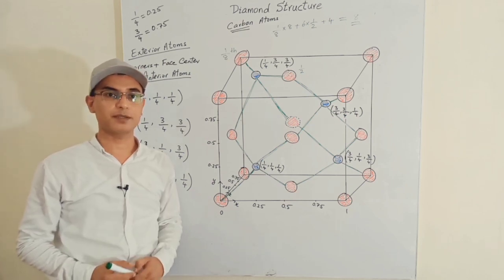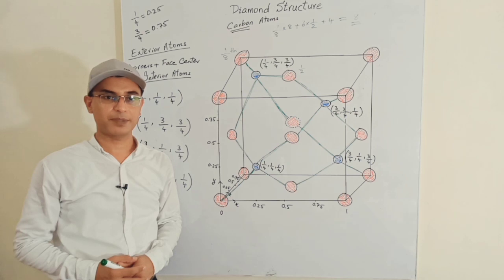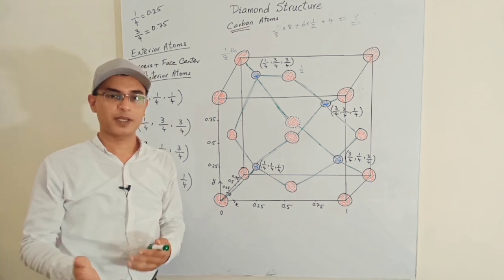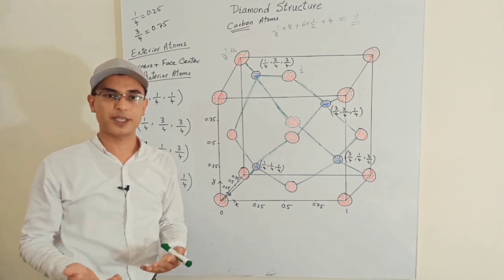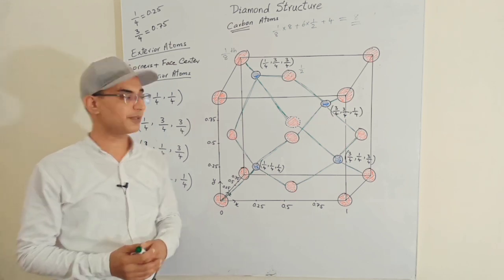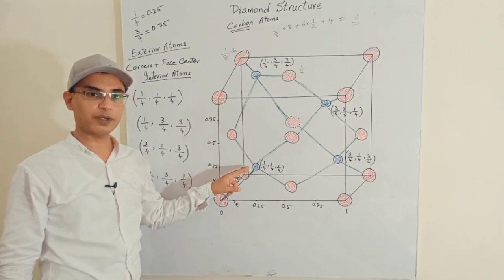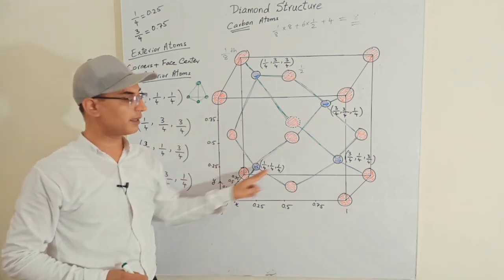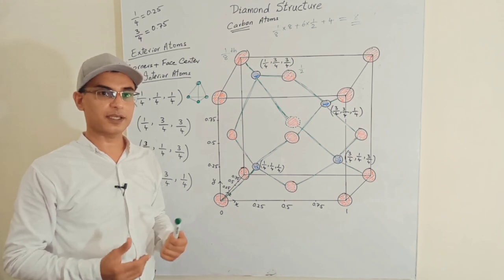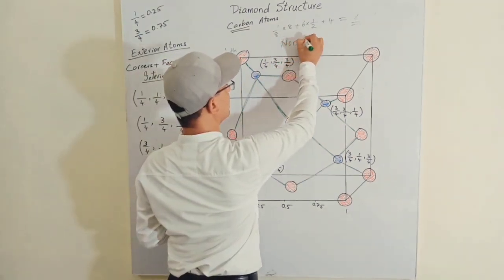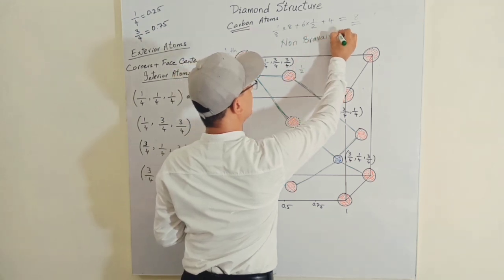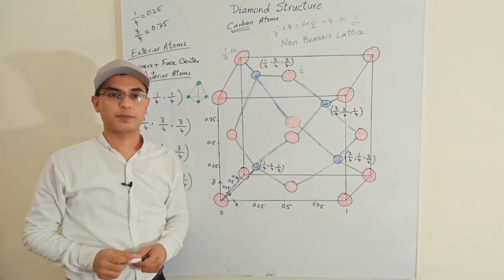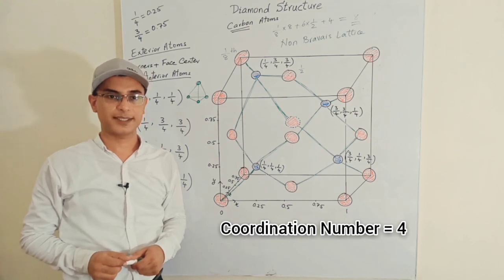So the number of atoms in diamond structure is 8. Remember, diamond structure, it is a non-Bravais lattice. So it means that the atoms don't have the same orientation or surrounding. So for the infinite array of atoms, each single atom should have the same orientation followed by other atoms. So if you can see down here, although the carbon covalent bonding is done through a structure known as the tetrahedron structure, but the surroundings are different from everywhere. Diamond is a non-Bravais lattice. And the coordination number of diamond is 4.